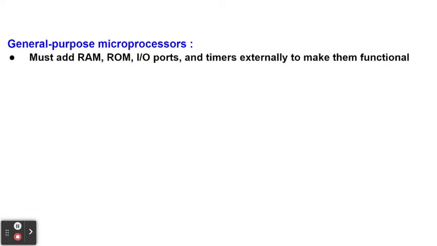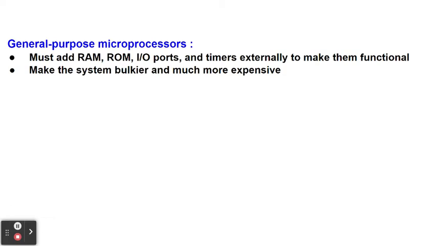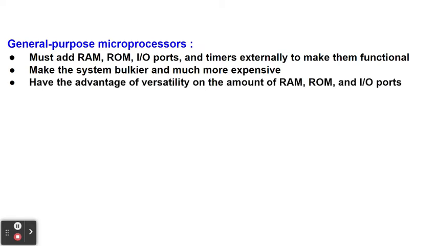General purpose microprocessors we must add RAM, ROM, IO ports, and timers externally to make them functional. And this makes the system bulkier. Bulkier means bigger in size and much more expensive. These have the advantage of versatility in terms of the amount of RAM, ROM, and IO ports, which means that we can change the size of the RAM, the ROM, and the number of input-output ports.